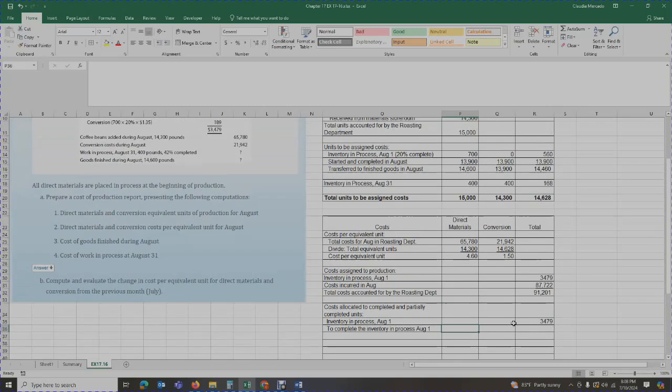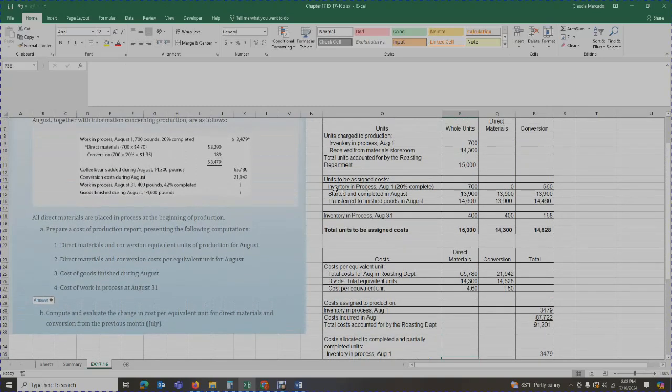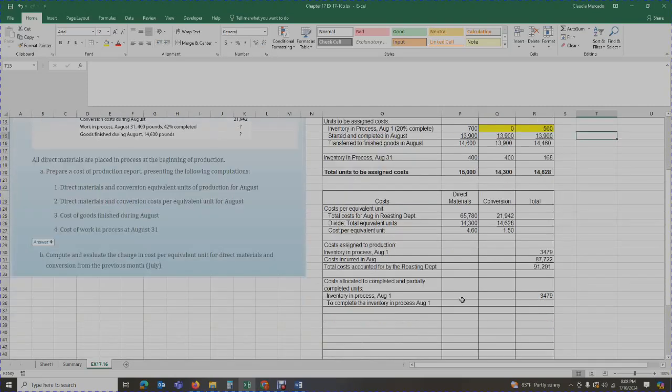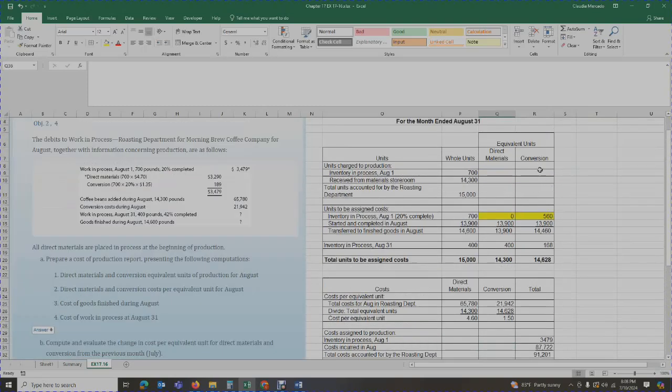So now we're going to have to refer up here. Inventory in process. So we're going to be looking at these numbers up here. I'm going to highlight them for now. For the units to be assigned cost for the inventory in process, August the 1st, direct materials, we've got 0, so for my direct materials, it's going to be 0. Now, if we look for conversion costs, we've got 560 pounds, or units, whatever you want to call them.